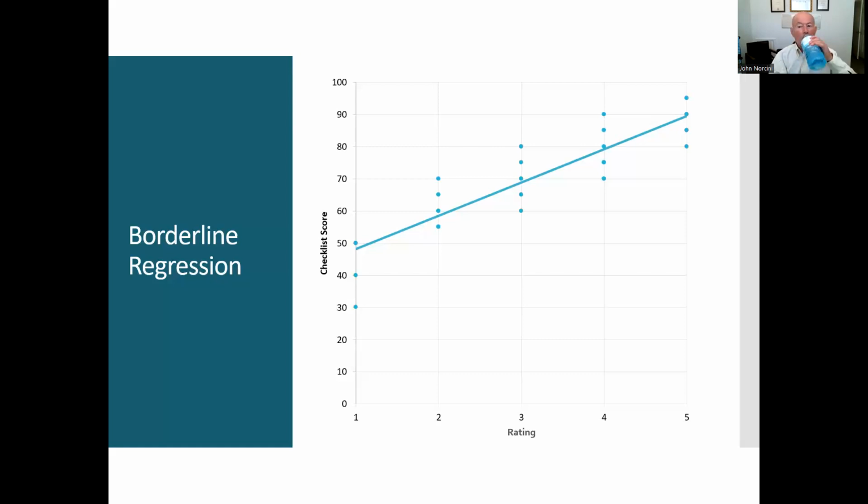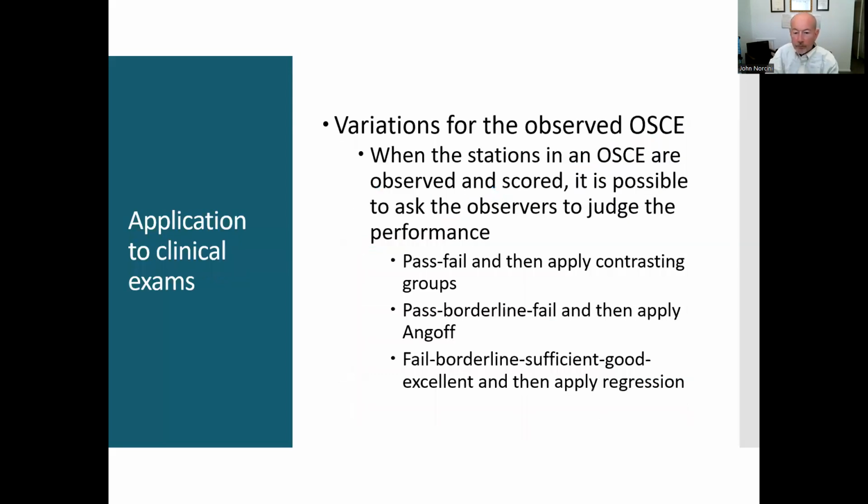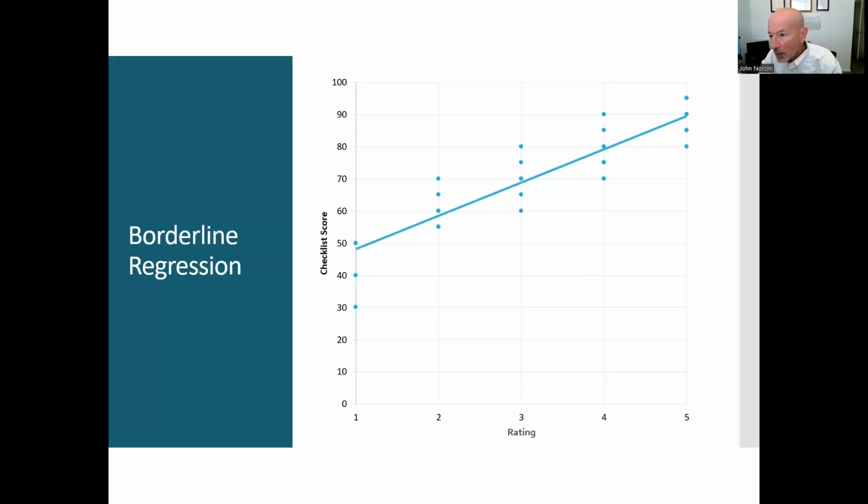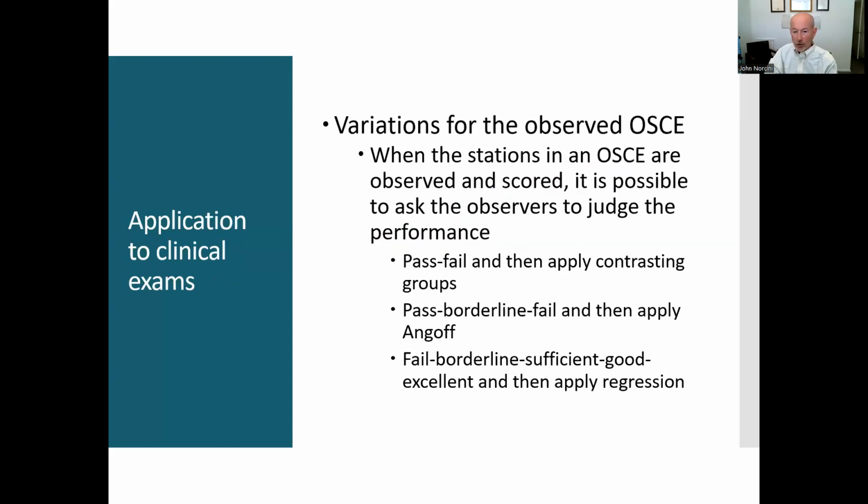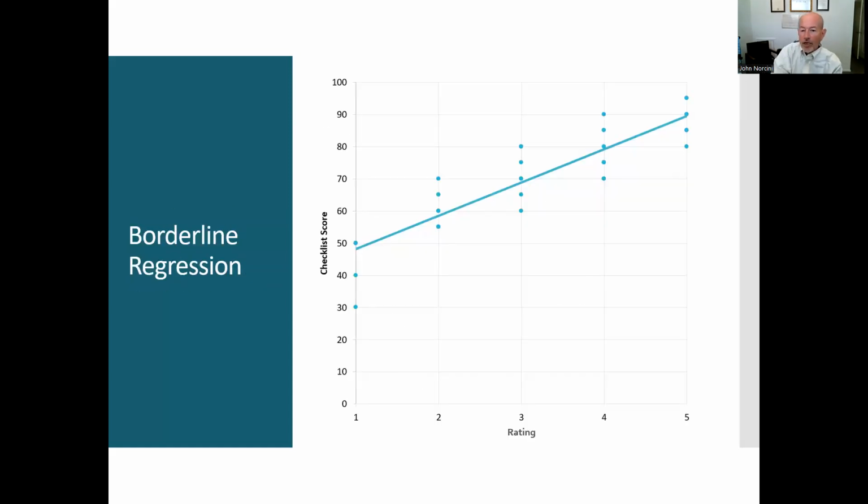John, I thought 2 was the borderline score. 1 was failed, 2 was borderline, 3 was sufficient. Oh, you're right. I'm sorry. So yes, you might choose 2 in that instance. If you want to say borderline, the cutting score would be 58. You're absolutely right. Thanks. Good catch. Anybody above that score would pass the station, correct? That is correct. Thank you. Any questions about this?